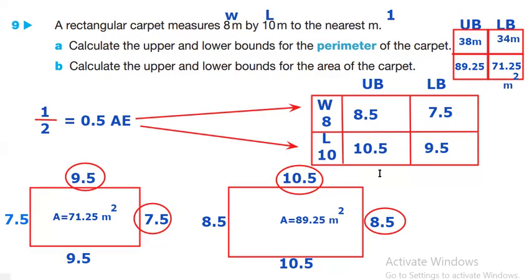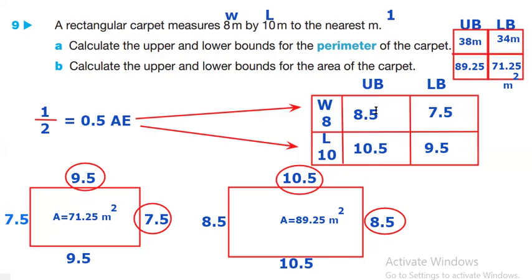Now let me show you the table here. If you want to find a measurement from here, this is the upper bound, lower bound. Perimeter, as we said, we add these together. Lower bound perimeter, width and length, you add them and you multiply them by 2. Same idea here, upper bound perimeter, you add these and multiply them by 2.